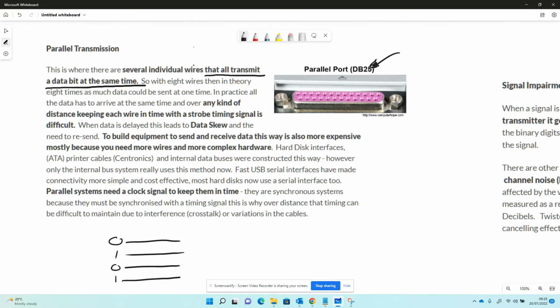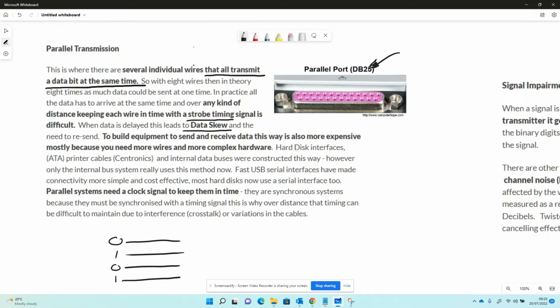So if you had 8 wires, you could send 8 times as much data as you could at one time with a serial cable, because with serial we can only send one bit on one cable at a time. So because all the data has to arrive at the same time, we have to have a timing signal. So as well as the actual wires, there's a timing signal, a clock on this as well, which uses a strobe for timing. And if data is delayed, it leads to data skew.